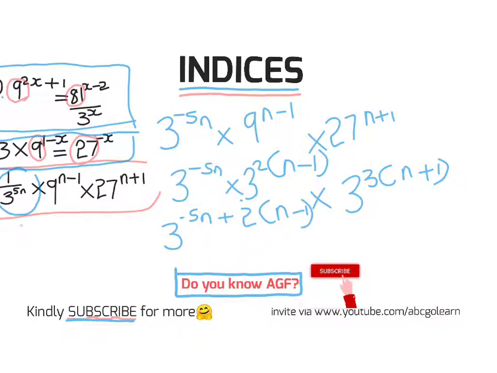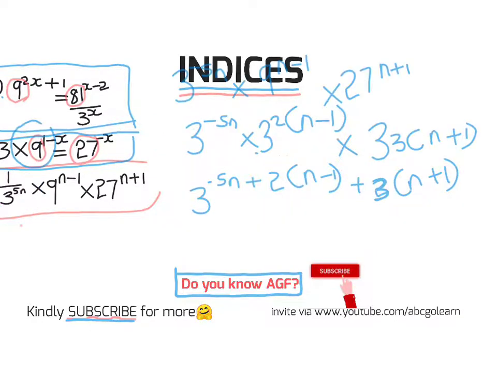Okay. You would have plus another 27. Plus another 3 into brackets n plus 1. Now with this, you would have 3 raised to power, now we would have to open the bracket: 5n, now we would have plus 2n minus 2. Okay, we would have plus 3n plus 3.